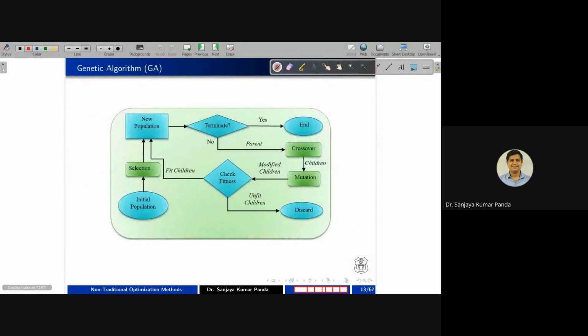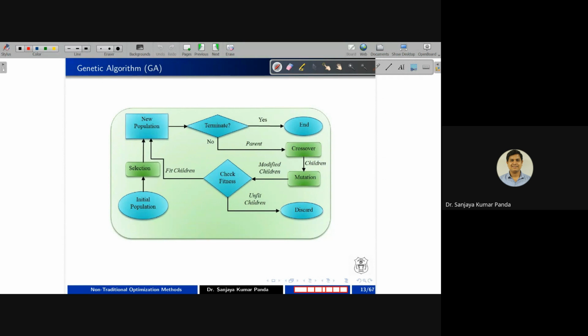Now, in the rest of the time, you can look into this particular flowchart, which I am going to discuss in the subsequent slides. So first let us understand the process of the genetic algorithm. The very first step is called the initial population.